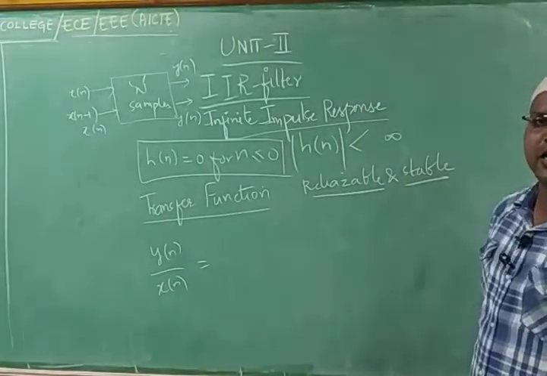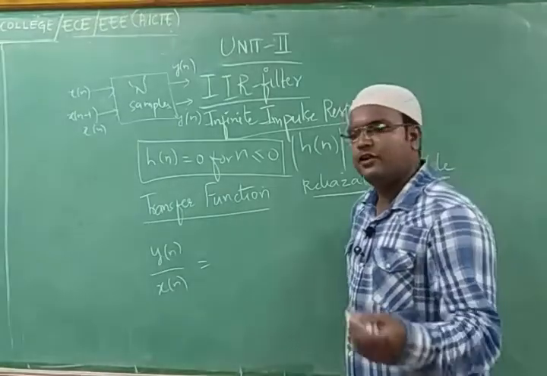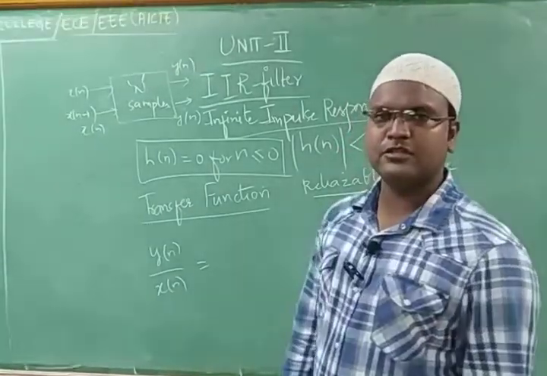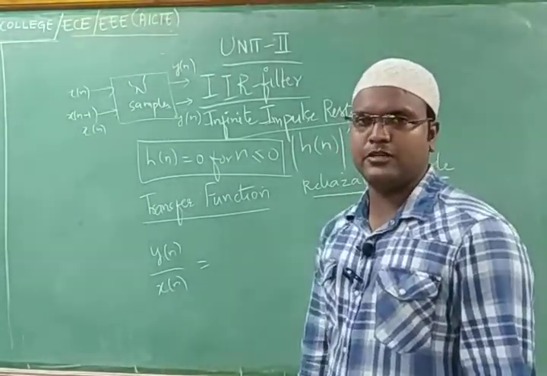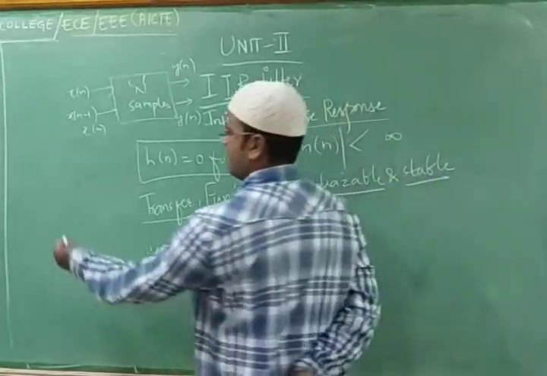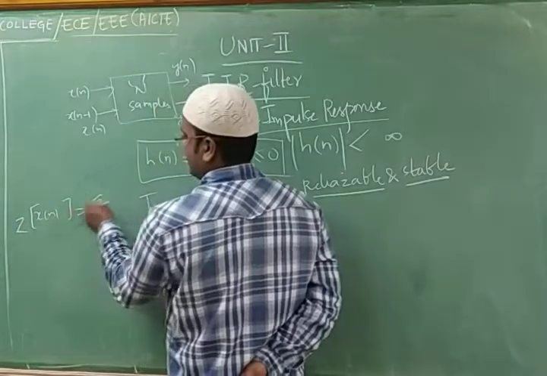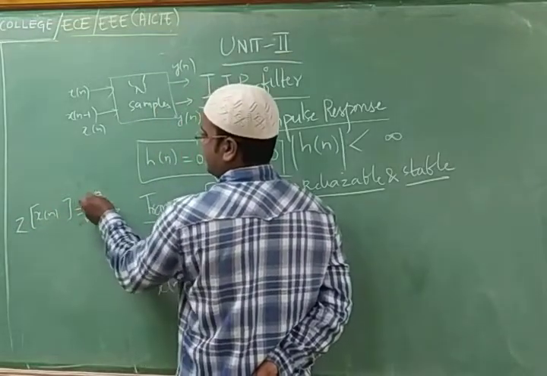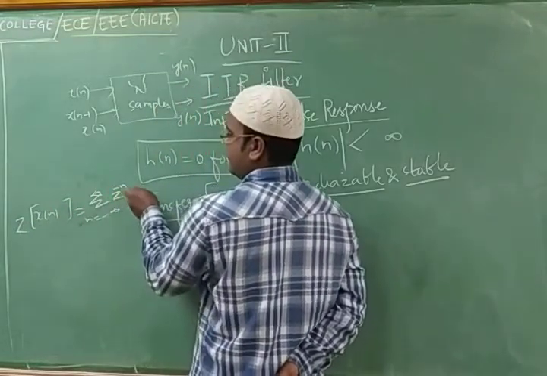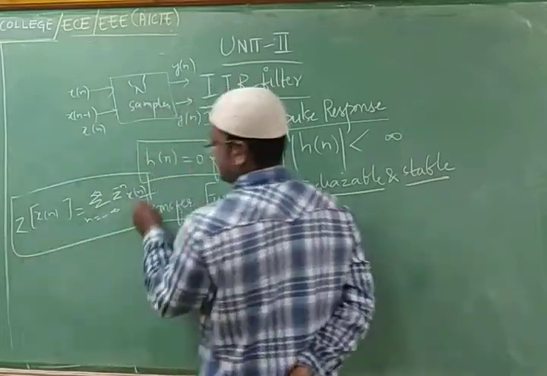So I need to find out the transfer function. For that, we need to apply the Z transform to these functions. So what is the Z transform all about? It states that the Z transform of x of n is the summation, n equals minus infinity to infinity, of z power minus n times x of n. This we know by using Z transforms.